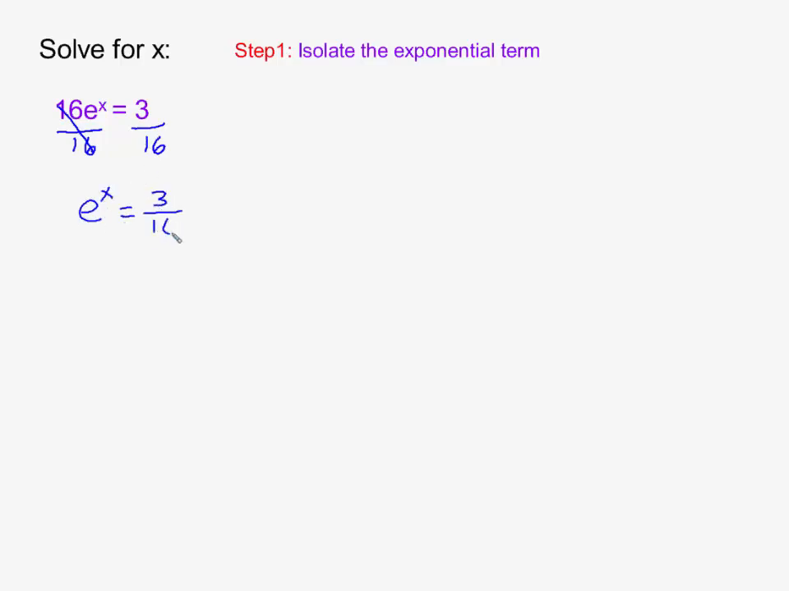This is where you're probably tempted to reach for your calculator and figure out what 3/16 is as a decimal. In this problem, though, I want to get an exact answer before I get an approximate answer. So I'm not going to be using a calculator to get a rounded approximation here. Now that I've isolated the exponential term, I'm on to step 2.